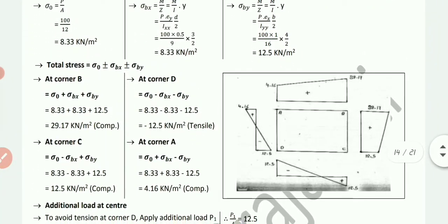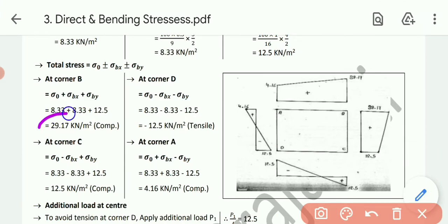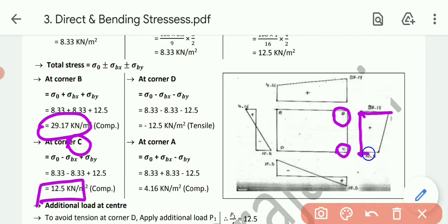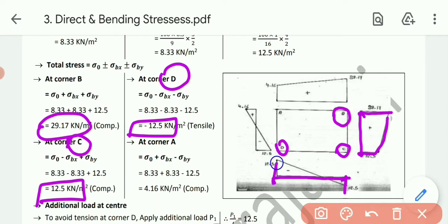I've already told you the rules for drawing the diagram, so in this one I will draw directly. See, 29.17, as it is positive, go towards the right hand side. This is corner B. Then at corner C, 12.5 positive, go right hand side. Now coming towards the bottom, as it is 12.5, going downward. Then at corner D, minus 12.5, negative, we go upward like this and join this one. Then on this side, 12.5 negative, go towards the right hand side. And at corner A, as it is positive, go towards the left hand side and join this one.